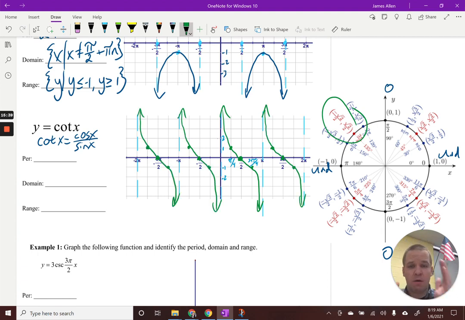Now let's go ahead and get our period. Well, our period, how often is it repeating itself? Well, 0 to pi, pi to 2 pi. So every pi, just like tangent, it's going to repeat itself every pi.